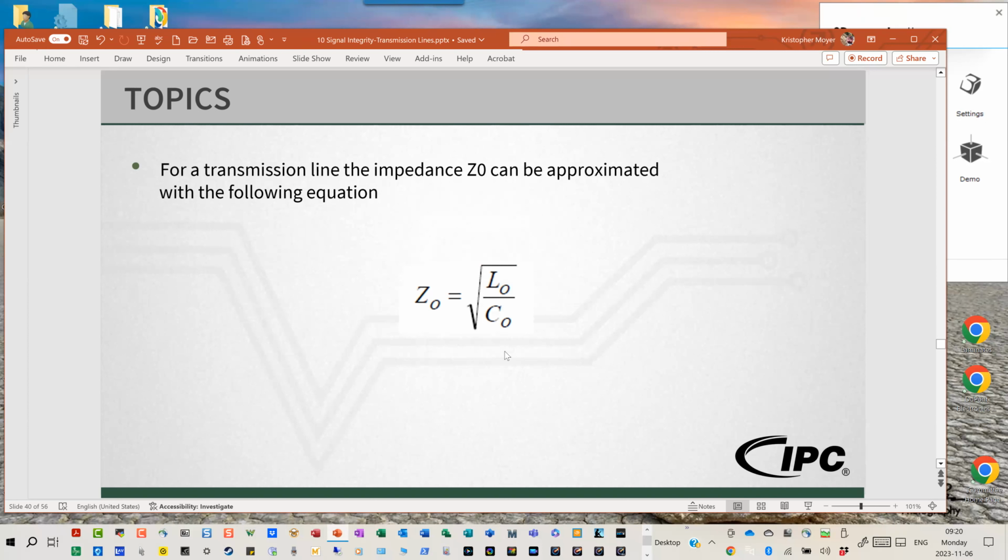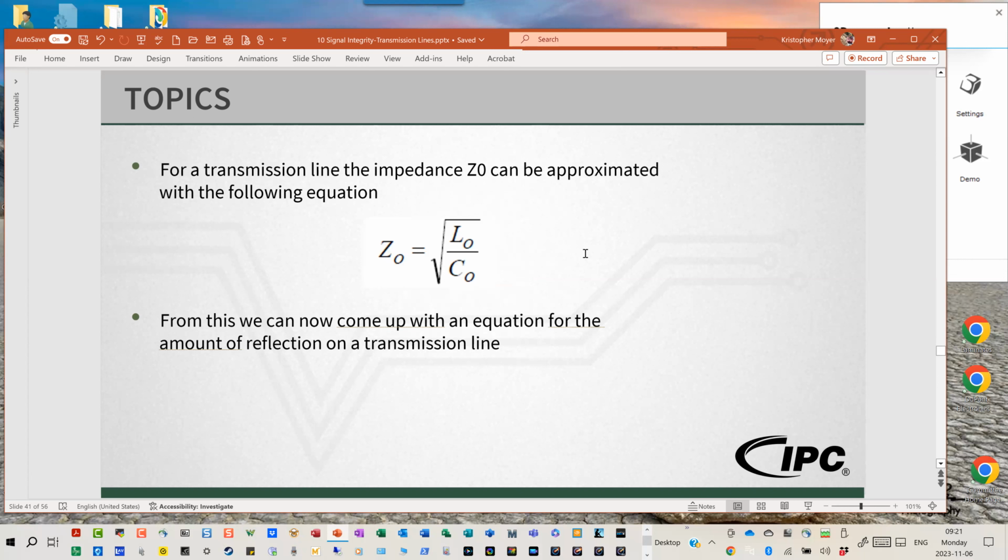For a transmission line then, because R is a relatively low value and can be effectively ignored, we will simply use the simplified form of impedance using only inductance and capacitance at a given frequency. And the Z naught can be approximated with the following equation. Z naught is equal to L naught over C naught, take the square root. From this, we can now come up with an equation for the amount of reflected energy.